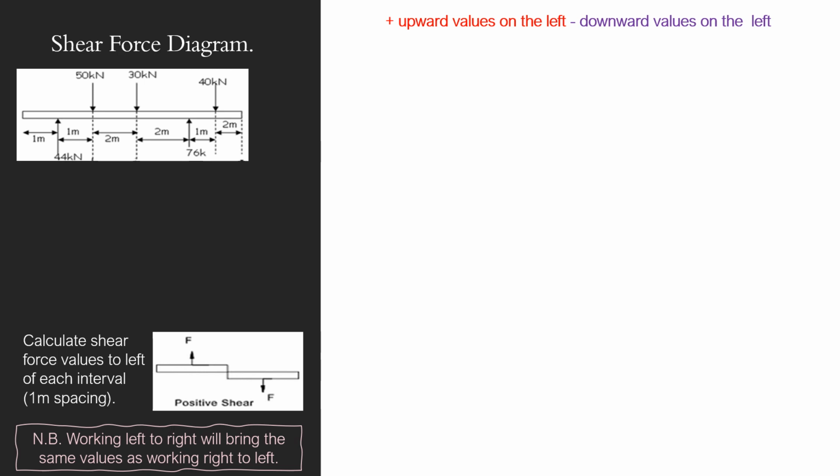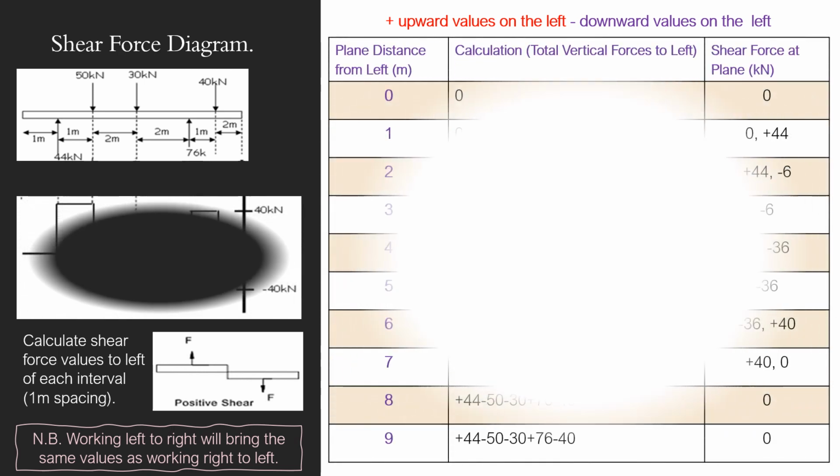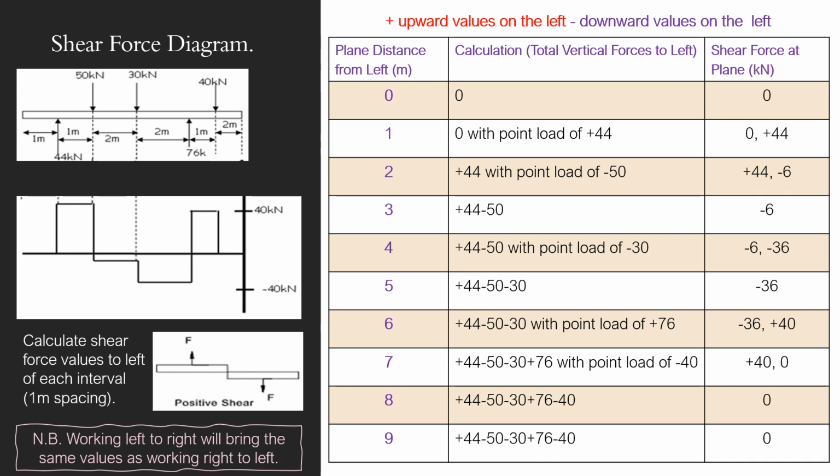So as I go in 1 meter increments, I'm going to look to the left and say whether something's going up or down. This is how we do it. Okay, so I'll start with 9 meters. My distance from the left is 1 meter, 2 meters, 3 meters, all the way up to 9. At 0 meters, there's nothing happening. There's no points, there's nothing, so it's 0.